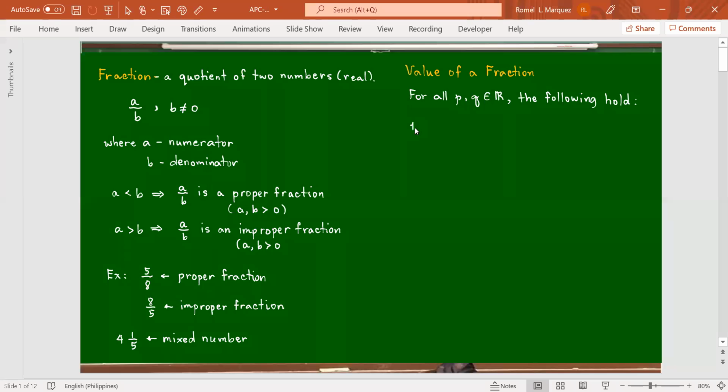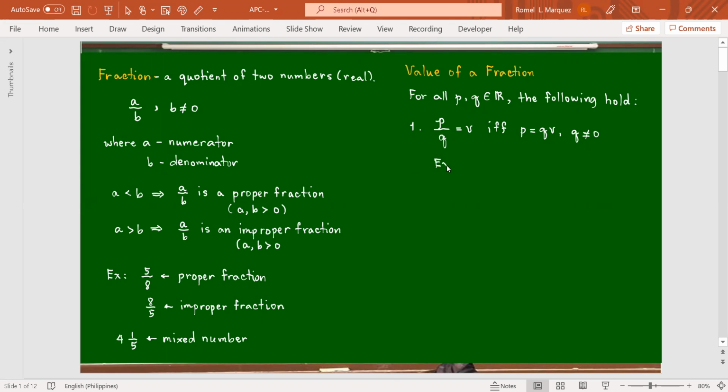Number one, given a fraction P over Q, which is equal, for instance, to V, this is true if and only if P is equal to the product of Q and V. Okay, guys? But of course, we assume that Q is not equal to 0 because division by 0 until now is not defined. Clear? Yeah.